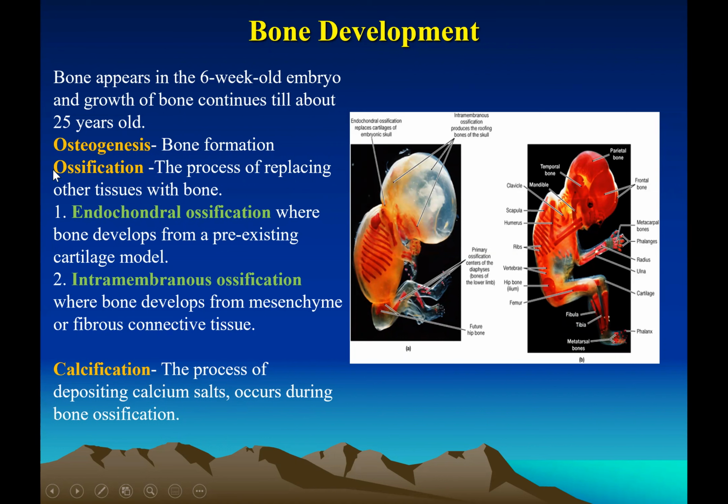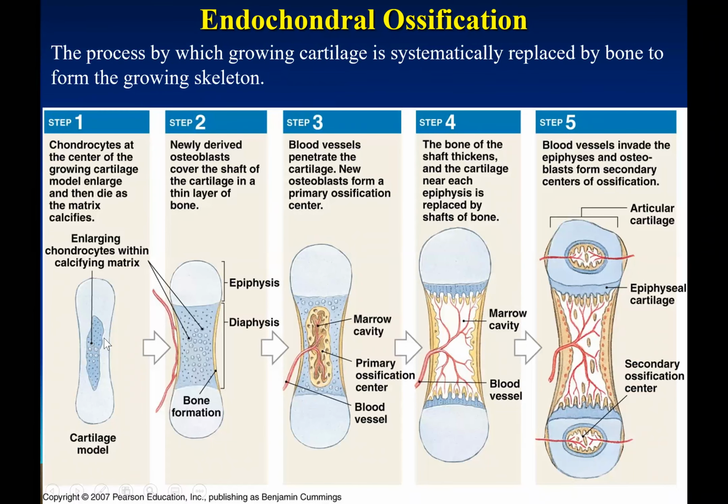So let's look at the endochondral and intramembranous ossification. Here is a cartoon model showing how a hyaline cartilage model is replaced and converted into bone. This happens in fetal development. The hyaline cartilage is very systematically replaced by bone tissue. In step 1, the chondrocytes found in the center of the hyaline cartilage model enlarge and die, and they form a calcified matrix.